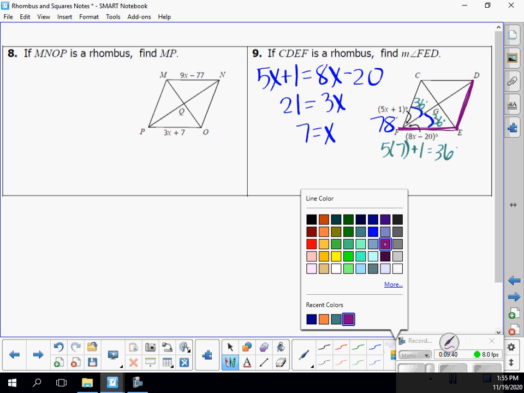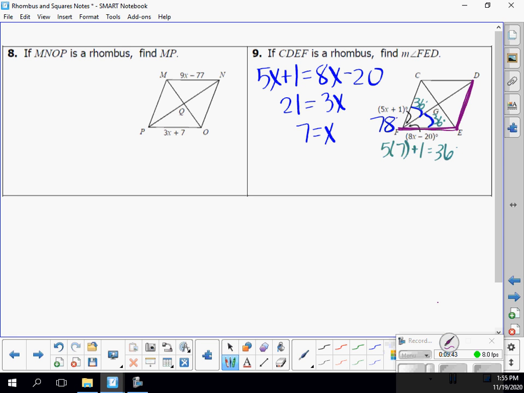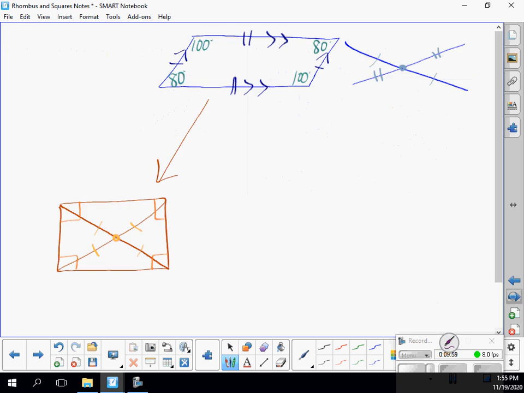And in order to find the missing one, I can use the fact that they're on the same side of the shape. So I could do 180 minus 78 for a grand total of 108 degrees.